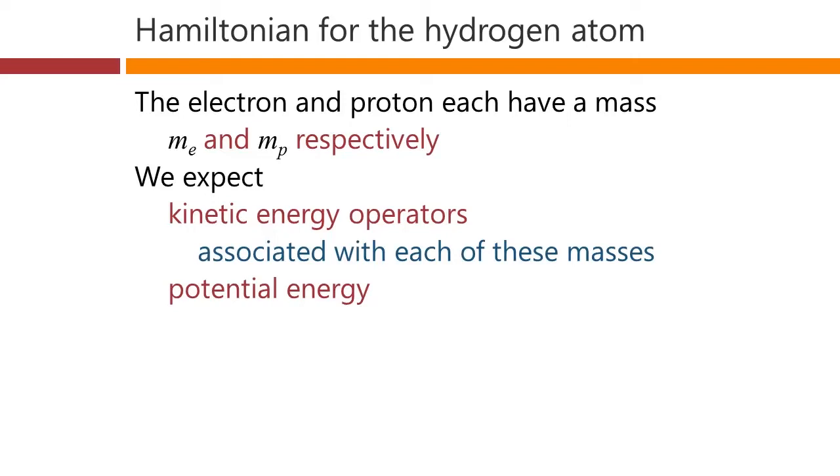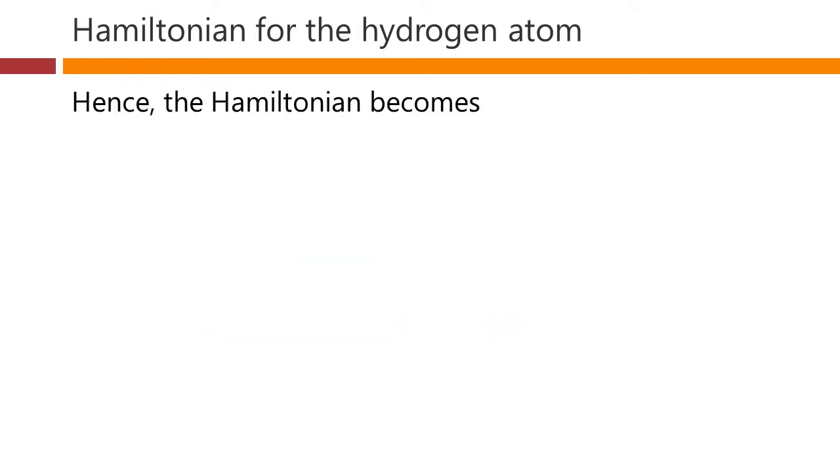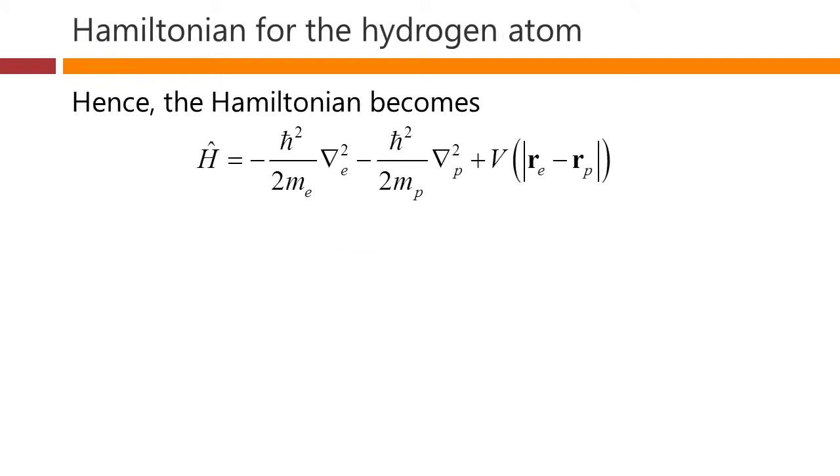Now, we know that the electron and the proton have opposite charges, so they're attracted to one another electrostatically. And that will mean there's a potential energy associated with moving the electron and the proton apart from one another. And we'll come to that term. So, the Hamiltonian therefore becomes a sum of three terms.